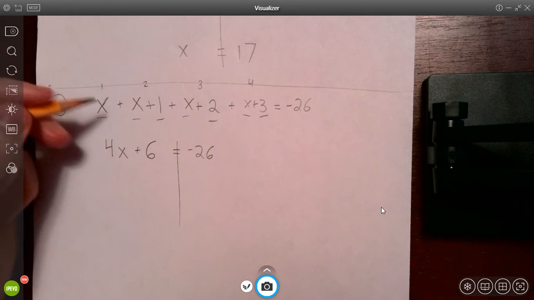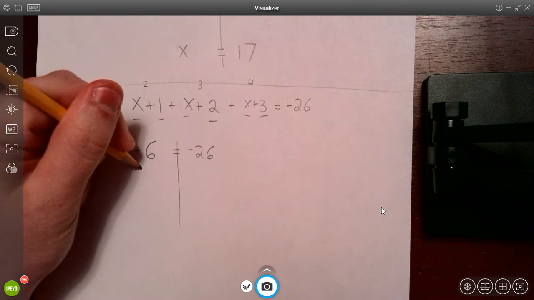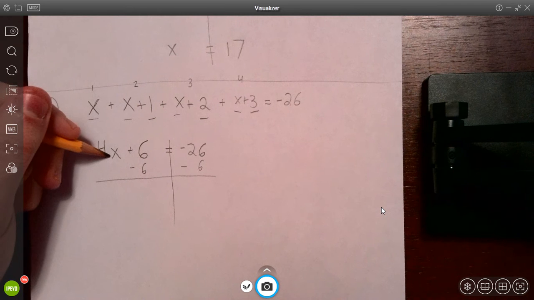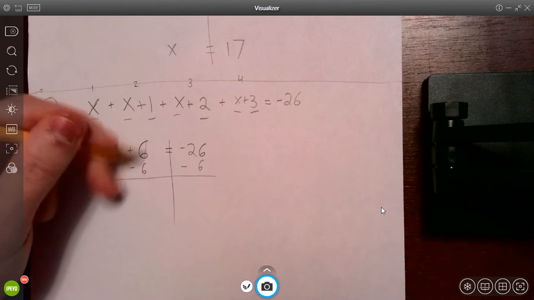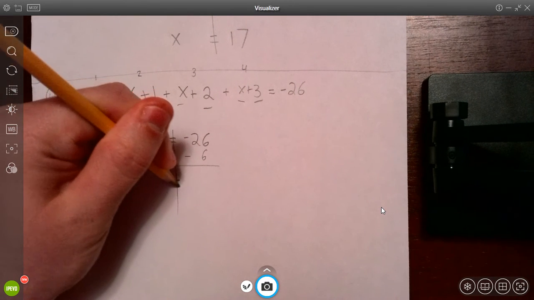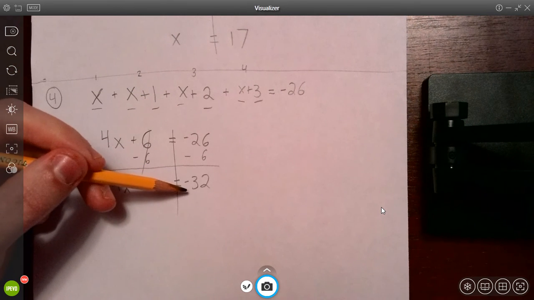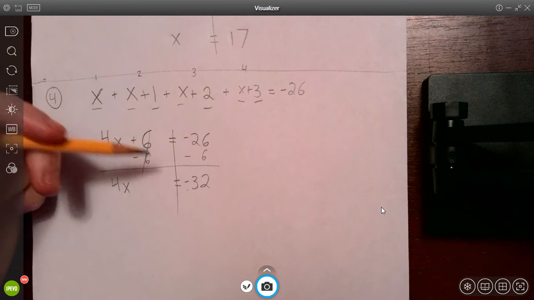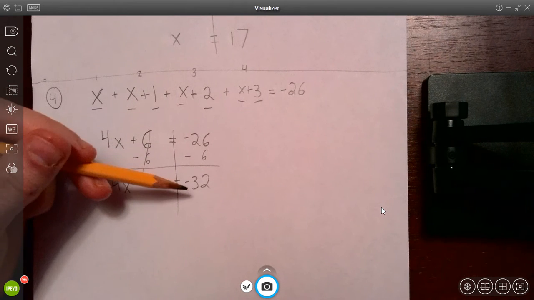So now we can solve. First step to solving this equation is going to be subtracting 6 from each side, because that's going to get our term with the variable on one side and our terms without the variable on the other side. Well, 6 minus 6, that's 0. Those will cancel out. We'll be left with 4x equals negative 32. So be careful here. I know that a lot of you guys are probably going to write negative 20 there instead, but because we're starting with a negative and then subtracting, we are getting more negative as our answer.